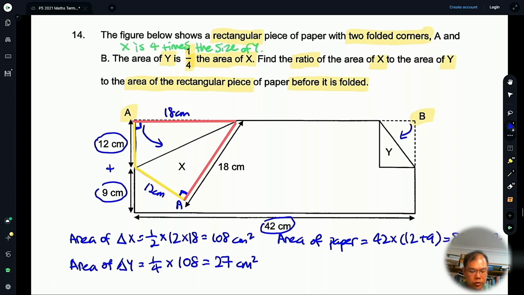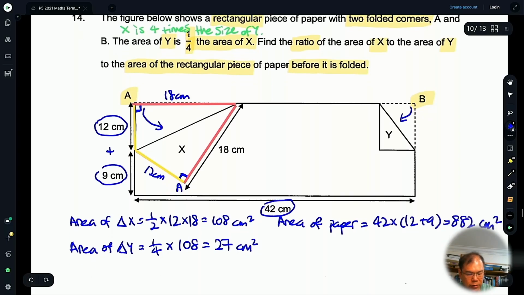So now I can start constructing the ratio. The ratio that is required from the question is the area of x to the area of y to the area of the paper. So area of x is 108, area of y is 27, and the area of the paper is 882.